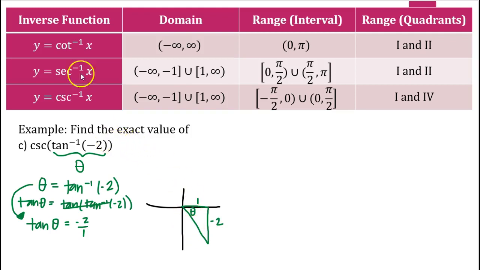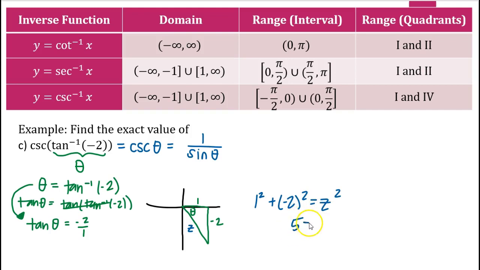And I want cosecant of this theta. Or really, to avoid using cosecant, I can think about this as I want 1 over sine theta. So if I need sine theta, I want opposite over hypotenuse, so I'm going to need to find this hypotenuse side. I'm going to call it z. So by the Pythagorean theorem, 1 squared plus negative 2 squared is equal to z squared. So 5 is equal to z squared, or z is equal to plus or minus the square root of 5. It's got to be the positive one, so z is equal to positive square root of 5.